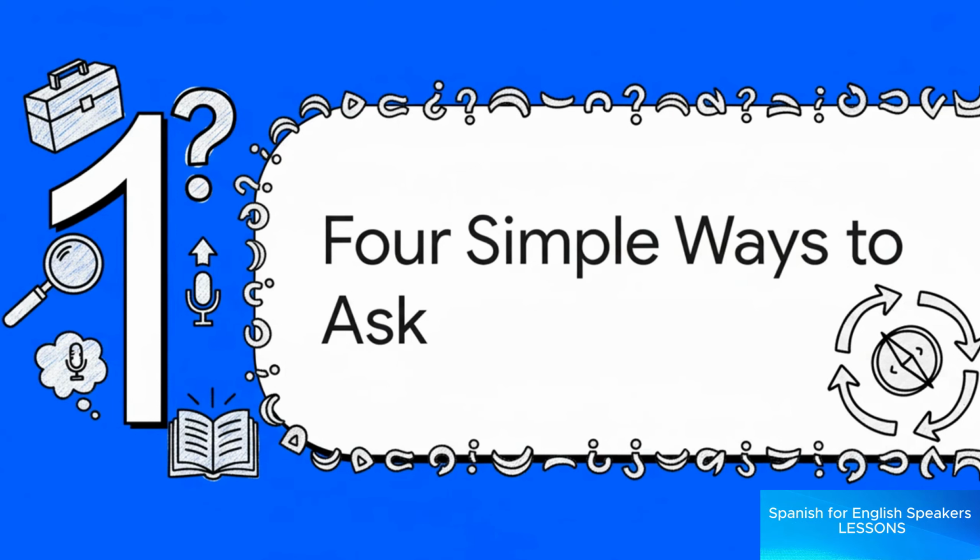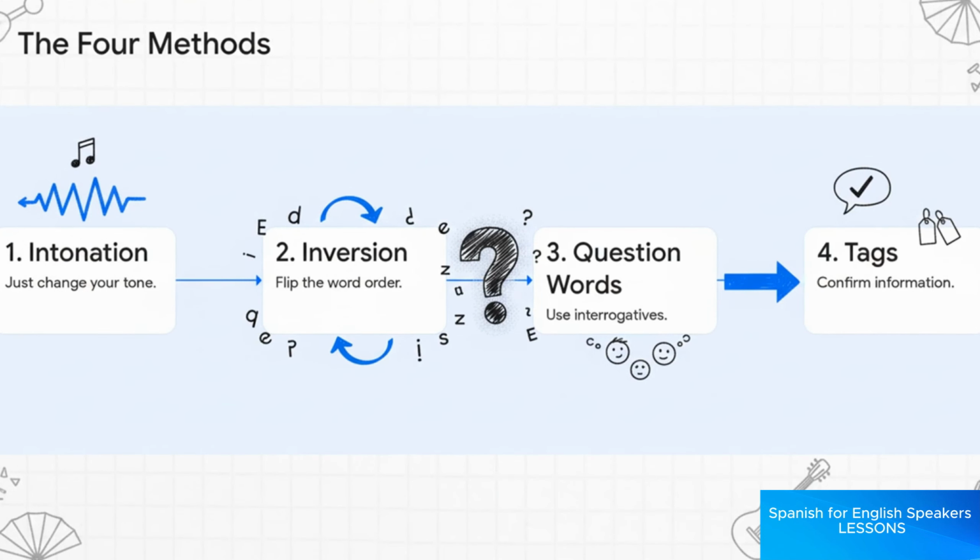Okay, first things first, let's build up your toolkit. There are really just 4 fundamental methods for asking questions in Spanish. Once you get these down, you'll be set for pretty much any conversation that comes your way. So here they are, the big 4. Intonation, inversion, question words, and tags. We're going to walk through each one, and let's kick things off with the absolute easiest one first.